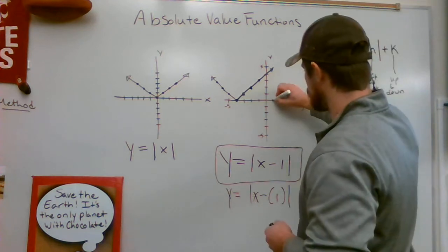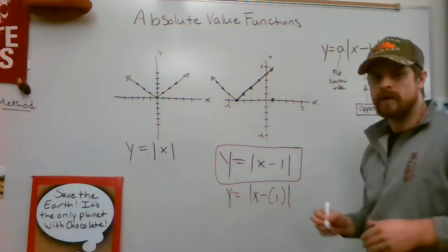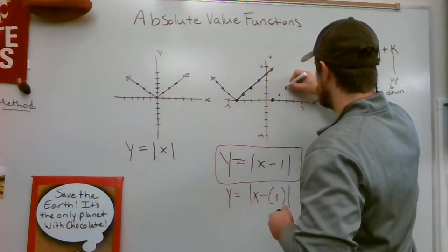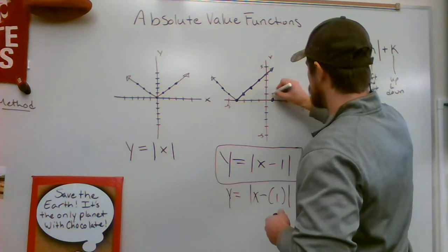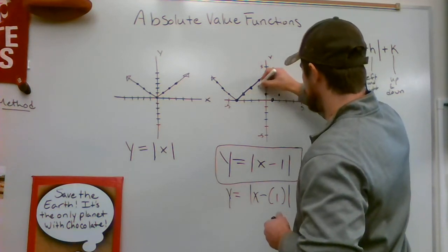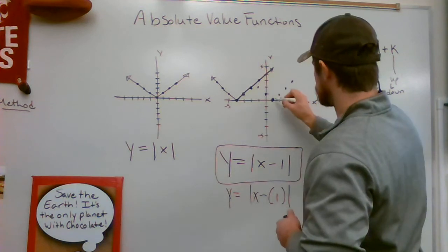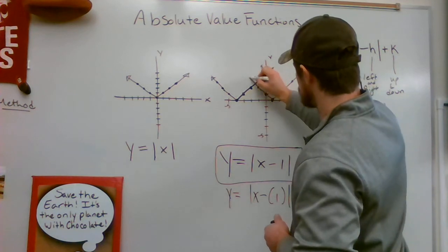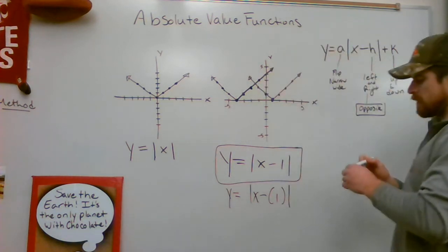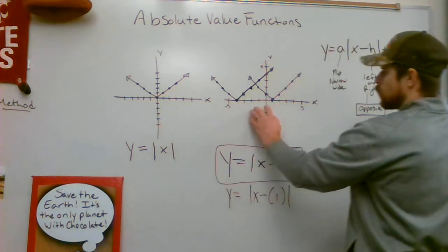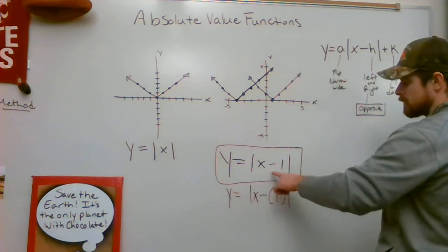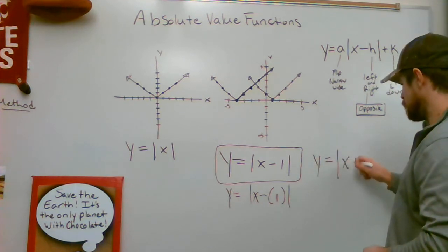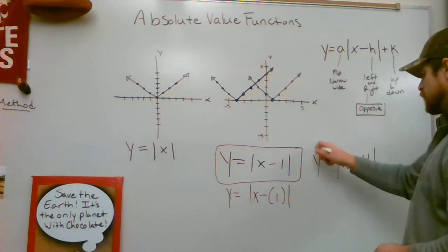So if I go 1 to the right, that's going to be my low dot. From there, I'm going to rise 1, run 1. Rise 1, run 1. Rise 1, run 1. Go up 1, back 1. Up 1, back 1. And this would be my graph. So we had the parent function shift 1 to the right with this equation, and it shifted 4 to the left with this equation.